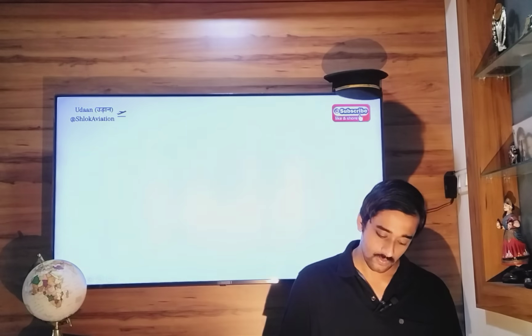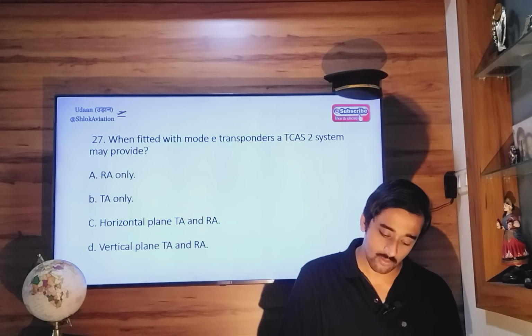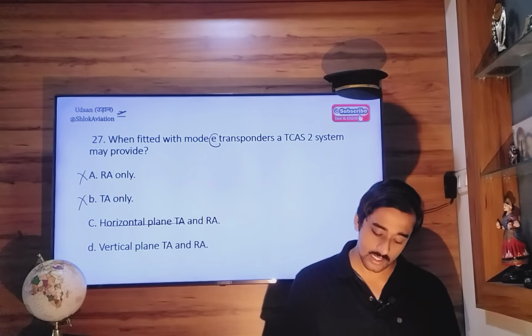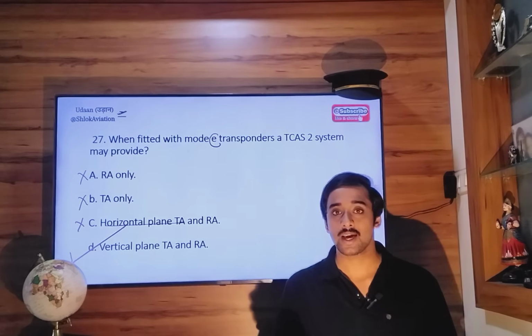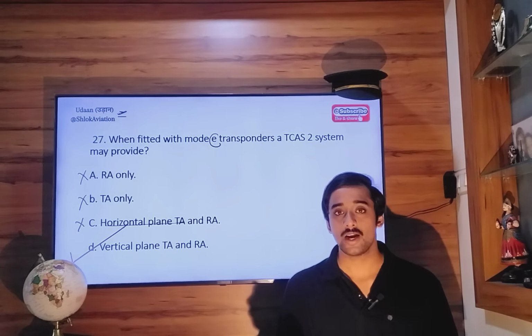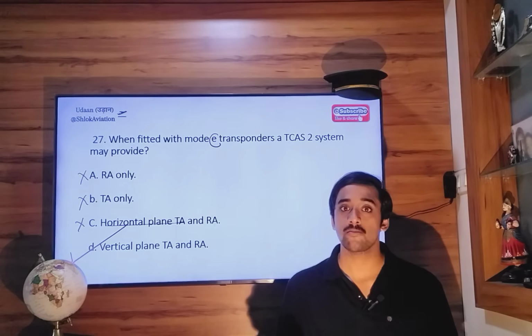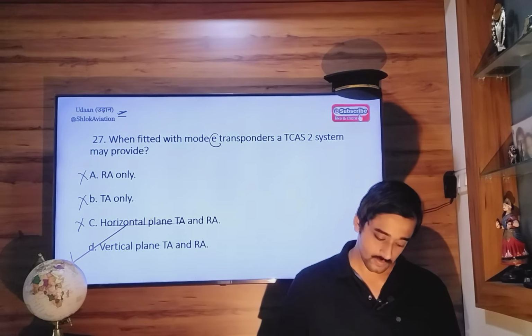Next. When fitted with a mode C transponder, a TCAS2 system may provide resolution advisory only? No. Traffic advisory only? No. Horizontal resolution advisory? No. So the correct answer is option delta. With the help of TCAS2, you will get both traffic advisory and resolution advisory. Traffic advisory is provided by mode A capability. Resolution advisory is provided by mode C capability in your transponder. So delta is the right one.